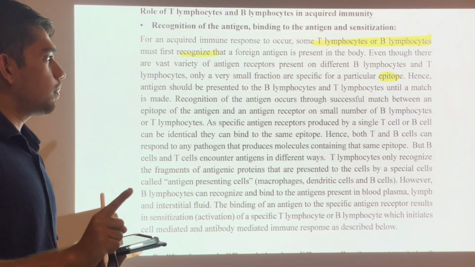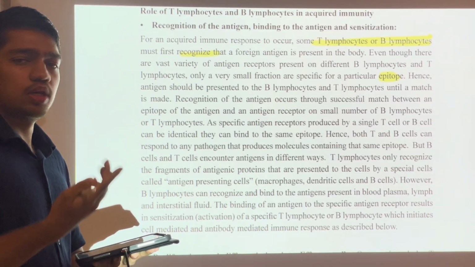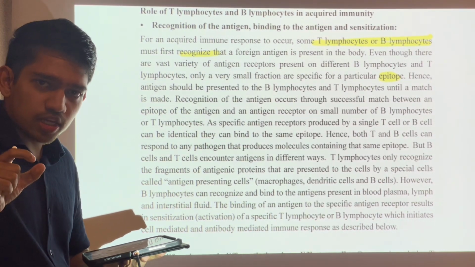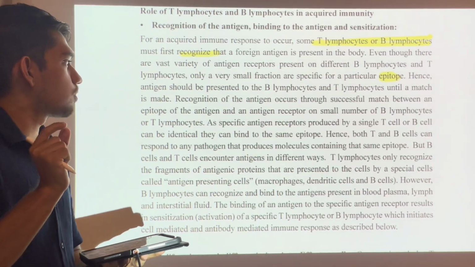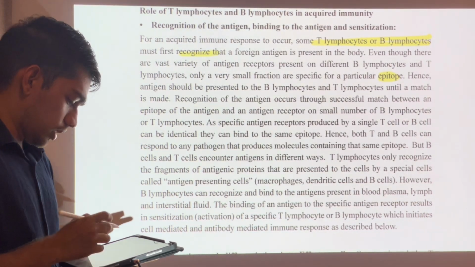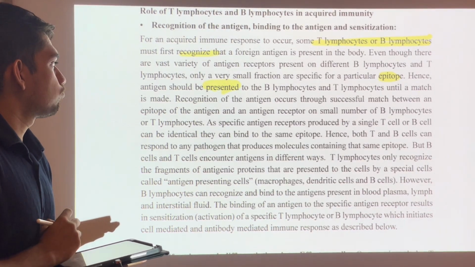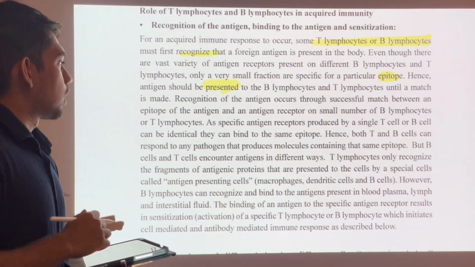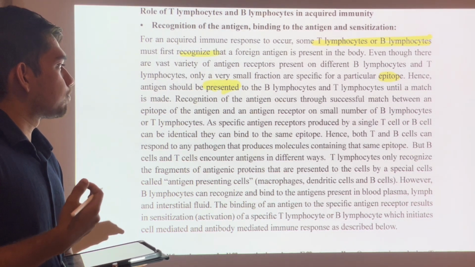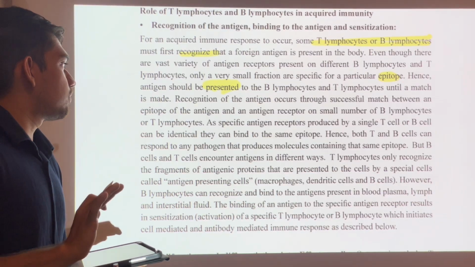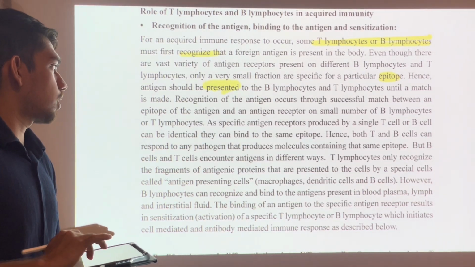So for a T lymphocyte or B lymphocyte to recognize that there is an antigen here, that antigen has to be presented to the T lymphocyte or B lymphocyte. It has to be presented until a match is made. Proper recognition of the antigen occurs if there is a good match between the epitope and the antigen receptor.